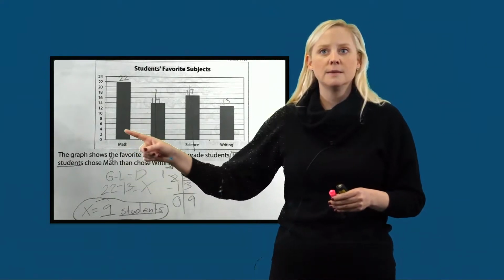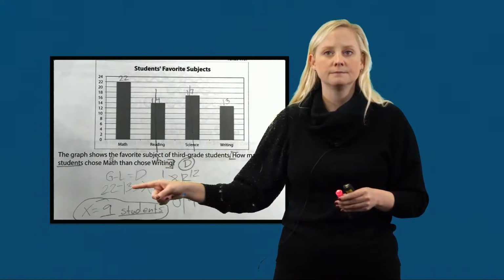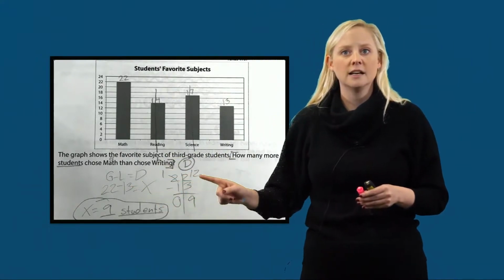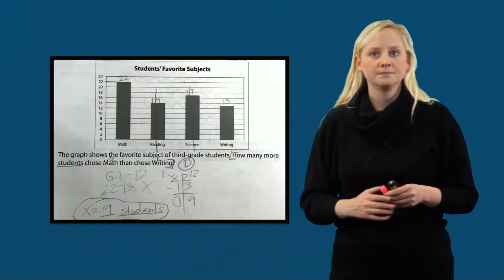The G is the math, so they wrote 22. And the L is the 13. And then they subtracted and correctly regrouped. And then they correctly wrote 9 students.